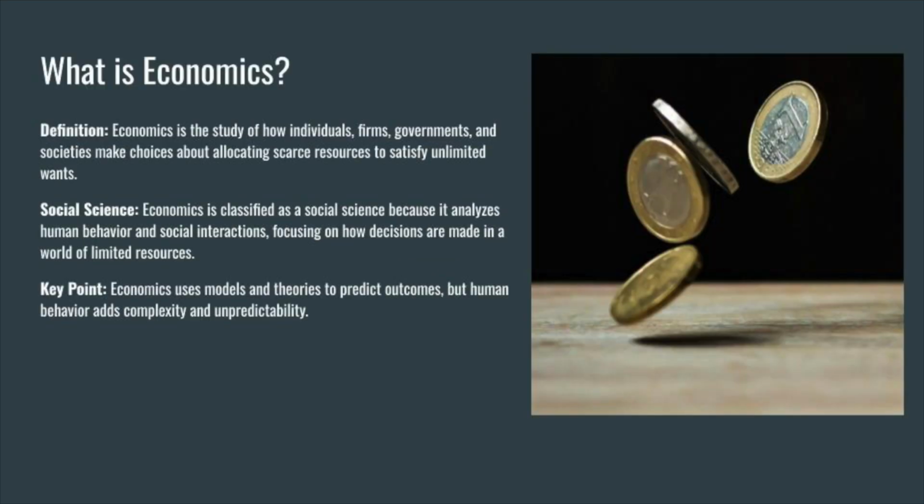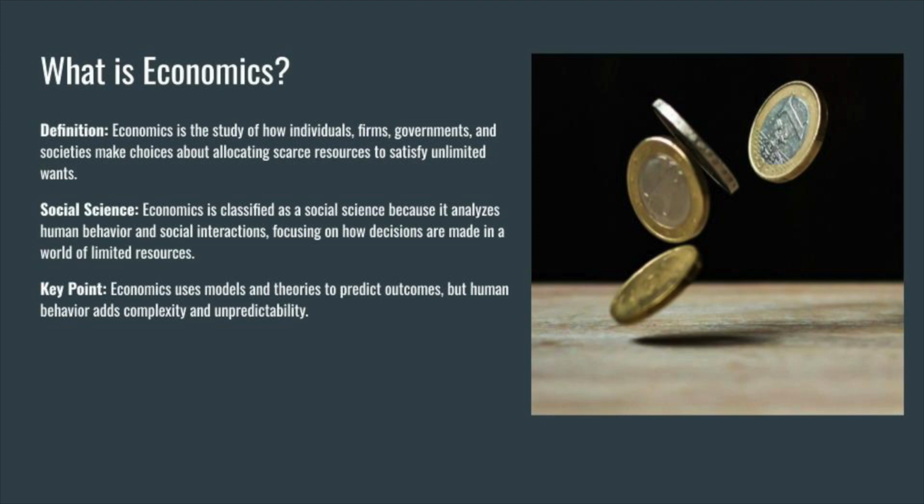Let's begin by discussing what economics is and why it's classified as a social science. Economics studies how people make choices about using limited resources to satisfy their unlimited wants. Since these choices involve human behavior and interactions, economics is inherently social. It examines how individuals, businesses, governments, and societies manage their resources.